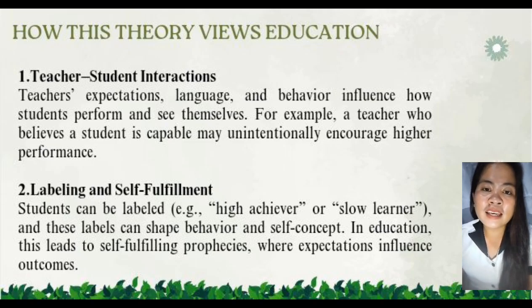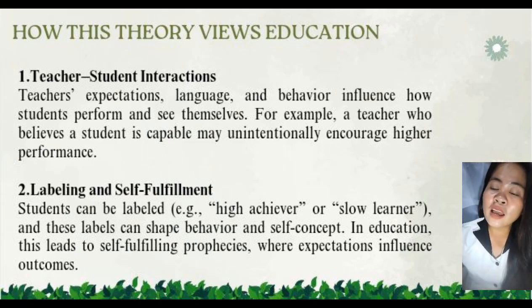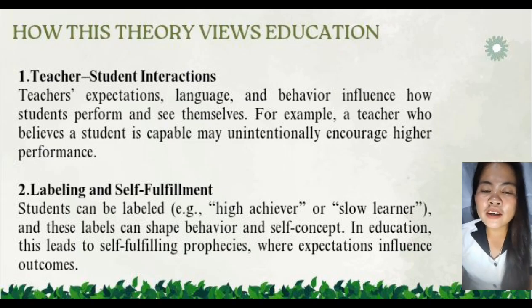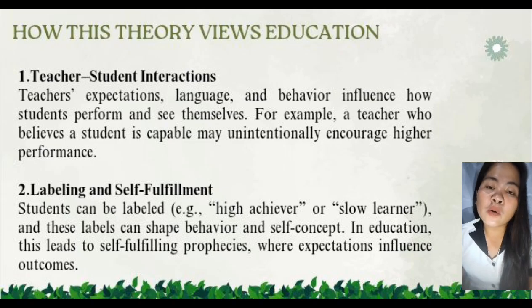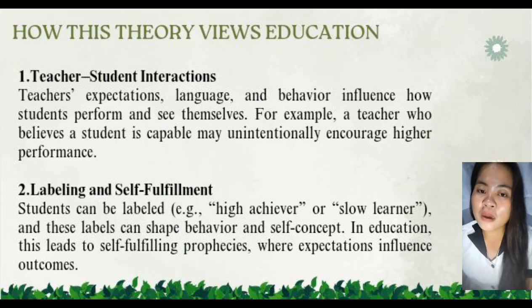Second is labeling and self-fulfillment. Students may be labeled as smart, slow learner, troublemaker, or high achiever. These labels can affect how students see themselves and how others treat them. If a student is repeatedly labeled negatively, the student may begin to act according to that label. This leads to a self-fulfilling prophecy, where expectations influence behavior and outcome.